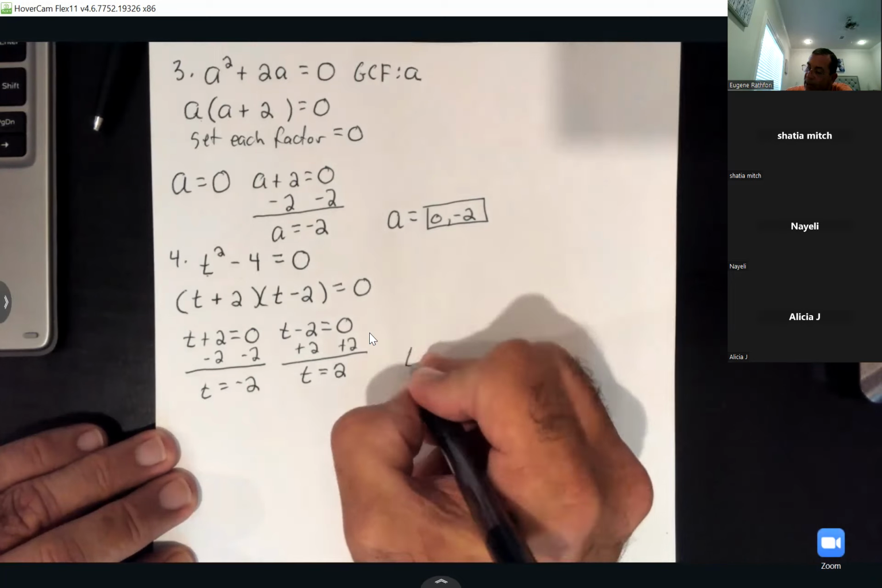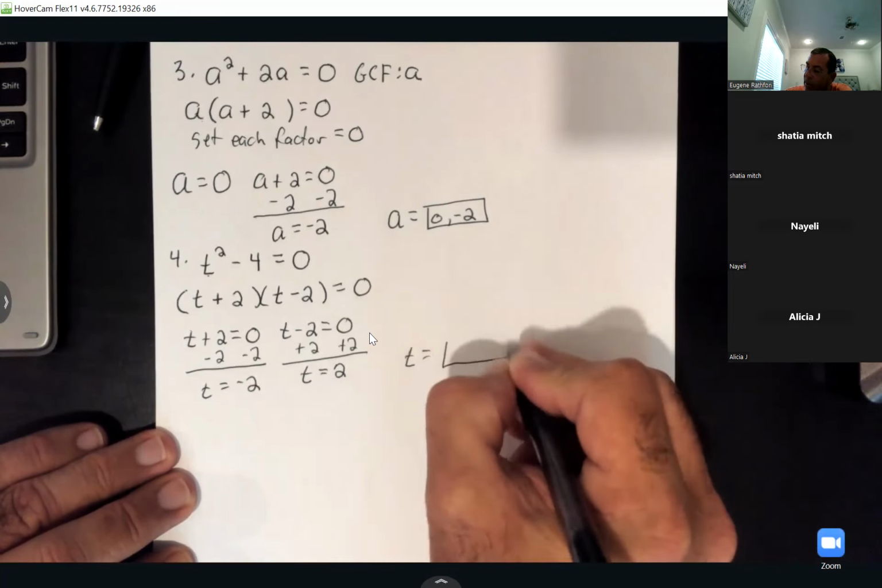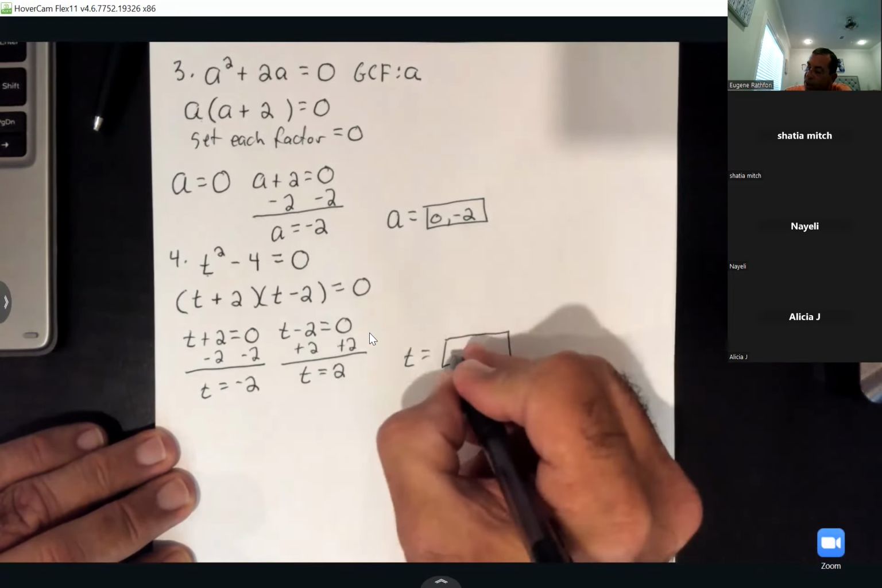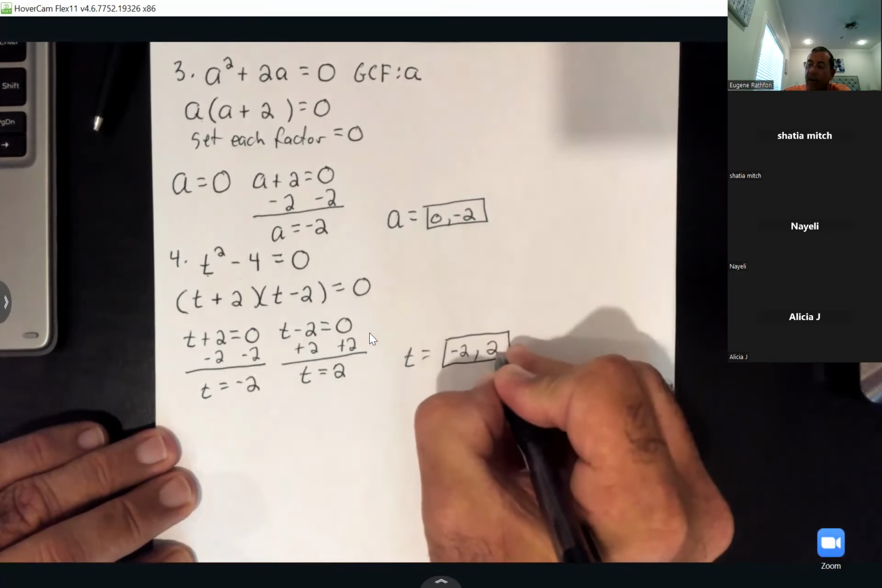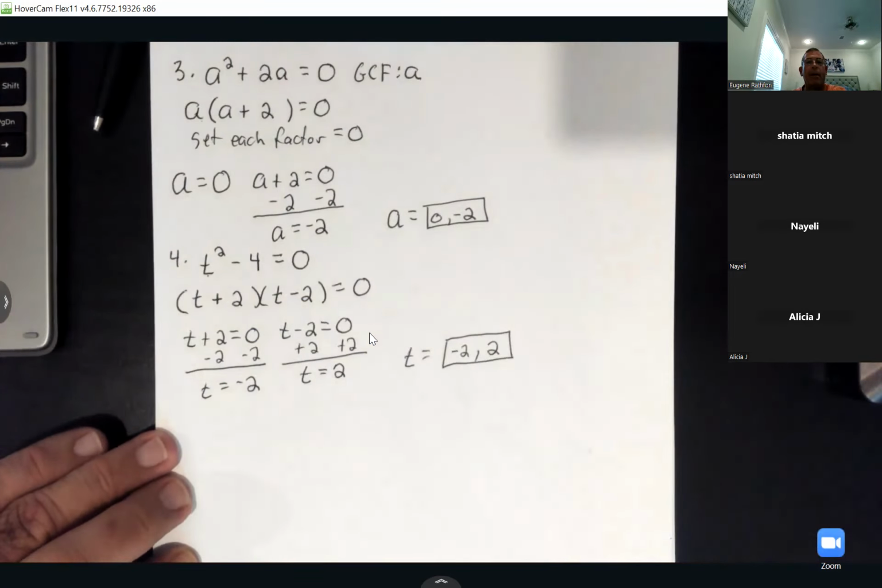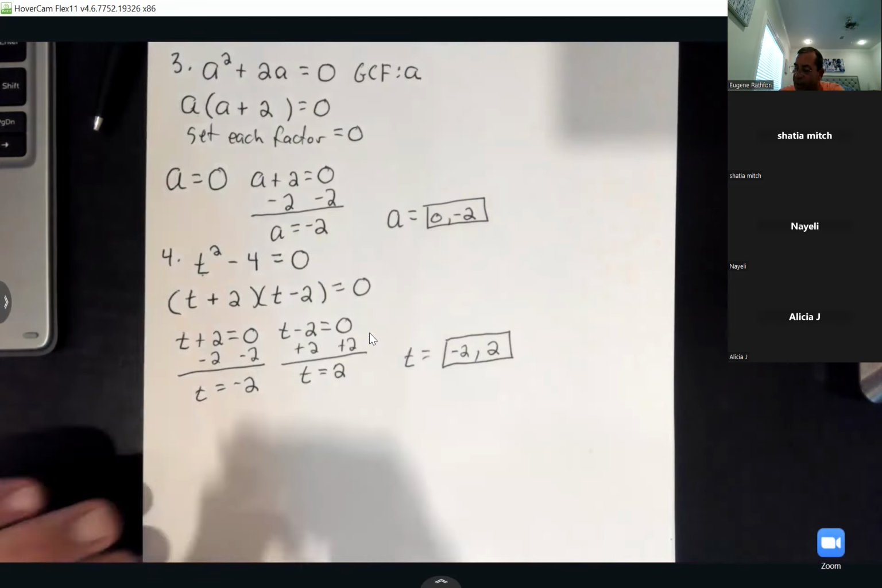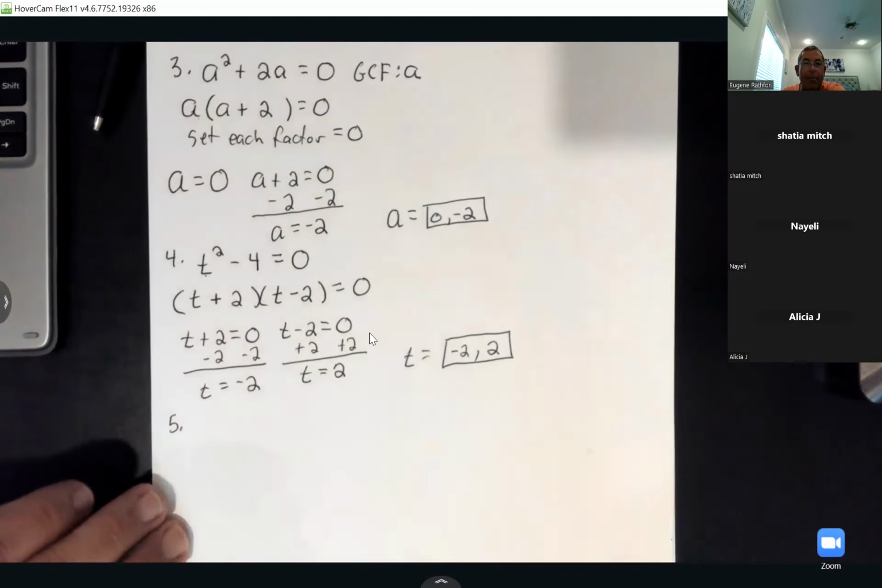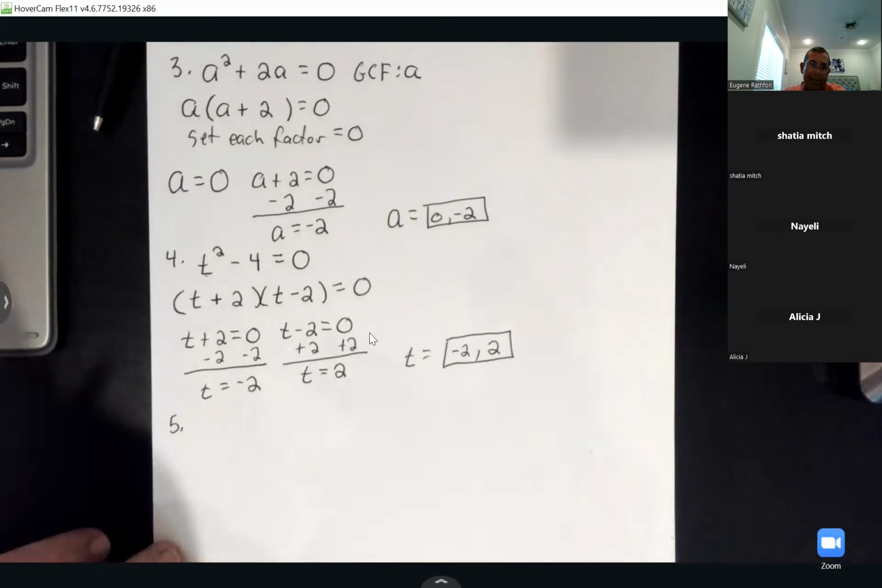All right, so let's see. They'll have the t equals, and we'll just put -2, comma, positive 2. Are you noticing on every single one of these, I am getting at least 2 answers, okay?